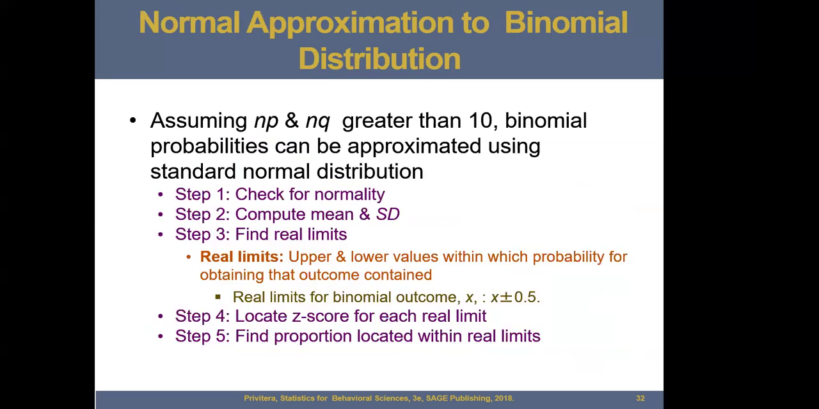So the normal approximation to the binomial distribution: assuming np and nq are greater than 10, binomial probabilities can be distributed along a standard normal distribution, just a bell curve. Check for normality, again, bell curve. Compute the mean and standard deviation. Find the real limits. Remember, real limits are the upper and lower values within which the probability of obtaining that outcome is contained. Real limits for a binomial outcome are x plus or minus 0.5. Locate the z-score for each real limit, and then find the proportion located within the real limits.